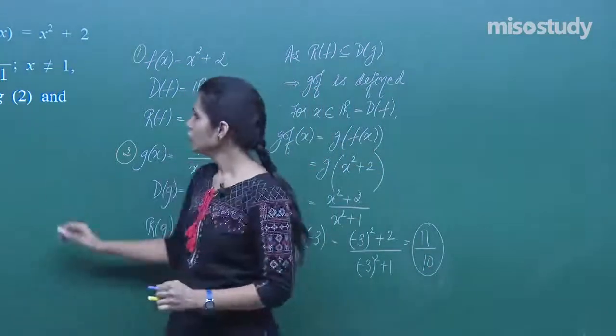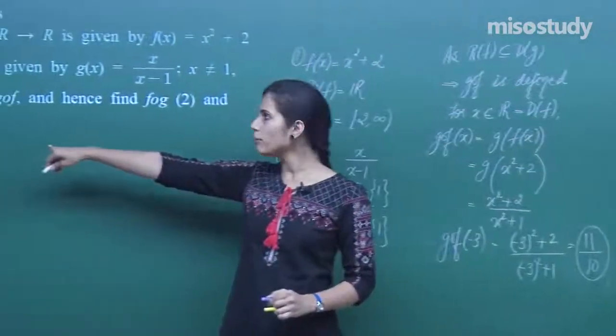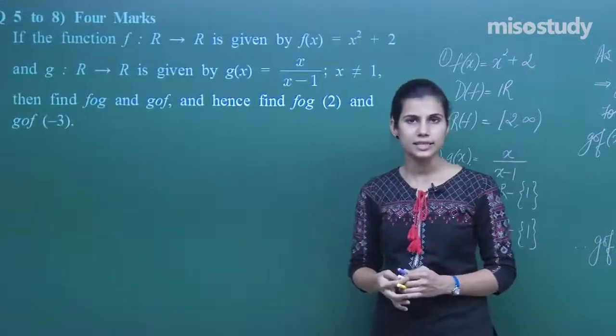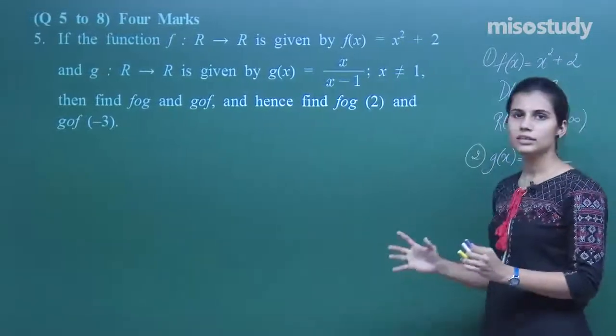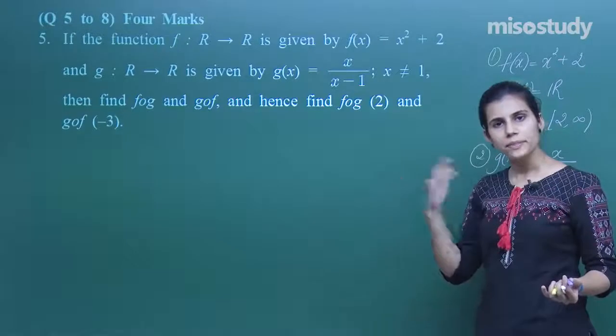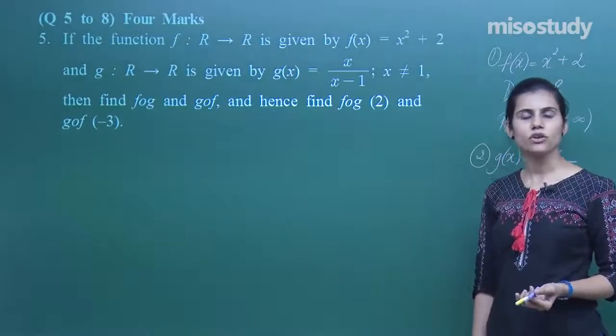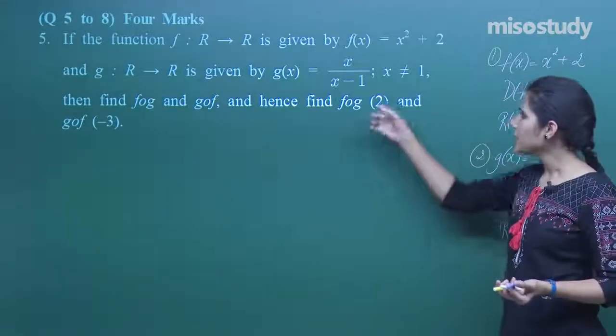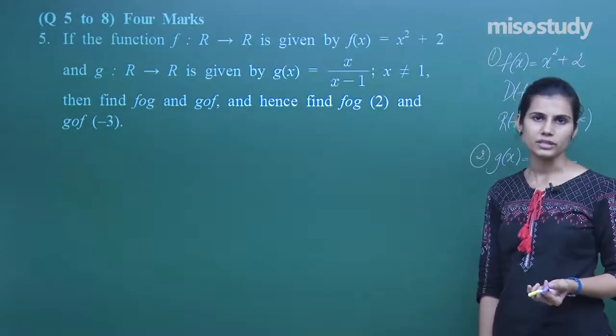Clear? So GOF of minus 3 is 11 upon 10 and F of G of 2 is 6. That's how you need to ensure the containment of sets and then hence carry forward the argument for the computation of F of G, GOF and then values of these particular points.